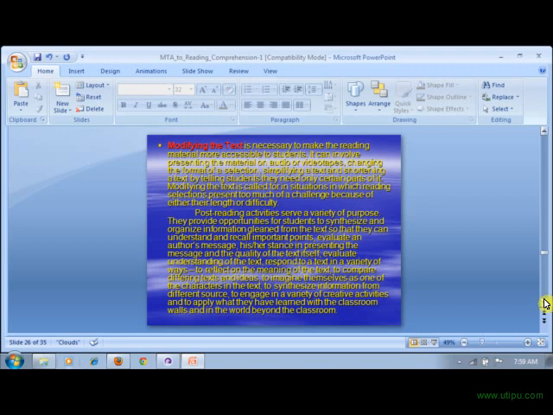Post-reading activities serve a variety of purposes. They provide opportunities for students to synthesize and organize information gleaned from the text so that they can understand and recall important points, evaluate an author's message, his or her stance in presenting the message, and the quality of the text itself, evaluate understanding of the text, respond to a text in a variety of ways, reflect on the meaning of the text, compare differing texts and ideas, imagine themselves as one of the characters in the text, synthesize information from different sources, engage in a variety of creative activities, and apply what they have learned within the classroom walls and in the world beyond the classroom.